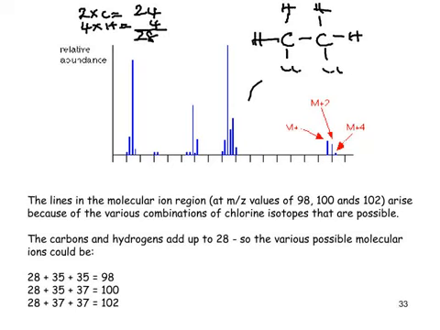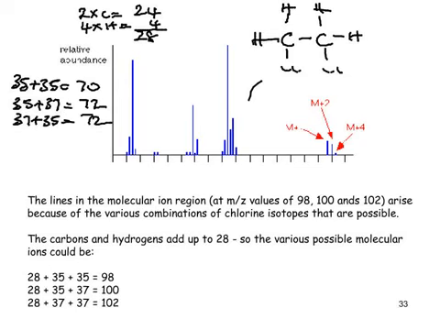Now the complication is here with 2 chlorines, so we could be adding on 35 plus 35, we could be adding on 70. We could be adding on 35 plus 37, we could be adding on 72. Could be the other way around, 37 plus 35, which is also 72, or it could be 37 plus 37, which is 74. So we could have a number of different possibilities here.